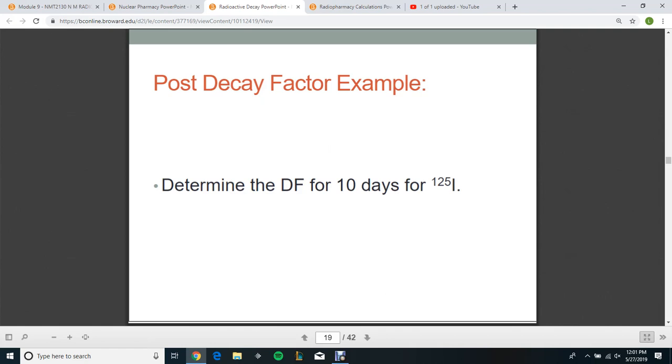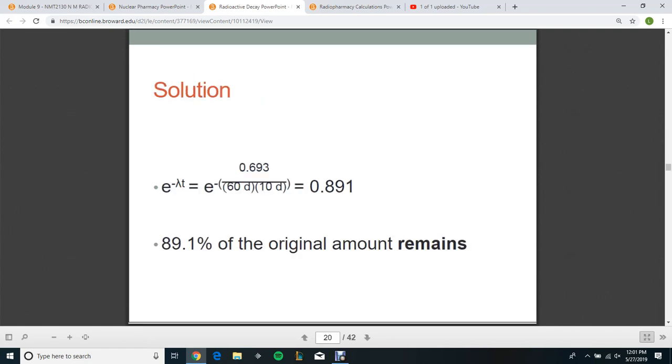Determine the decay factor for 10 days for iodine-125. So we get e to the negative 0.693 divided by 60 days times 10 days equals 0.891, which is 89.1% of the original amount remains.